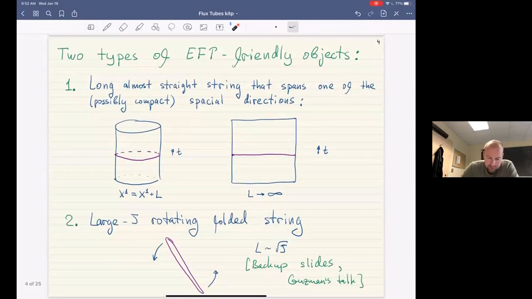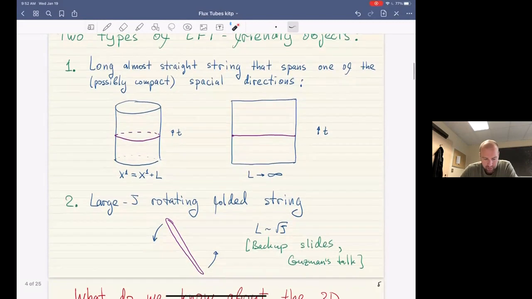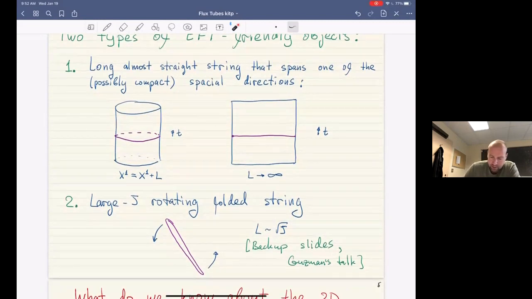So there are two types of effective field theory friendly objects that are worth considering. The first one is a long, almost straight string that spans completely one of the spatial directions. So there will be two setups. Within these setups, there will be two sub-ideas. One is when the spatial direction is compact. I think in some previous discussions, people were getting confused about the setup. So what I draw here is, say this is time, Euclidean time, and this is one of the directions that is compact, and the string winds this compact direction. There are, say, 42 more directions that can be infinite.